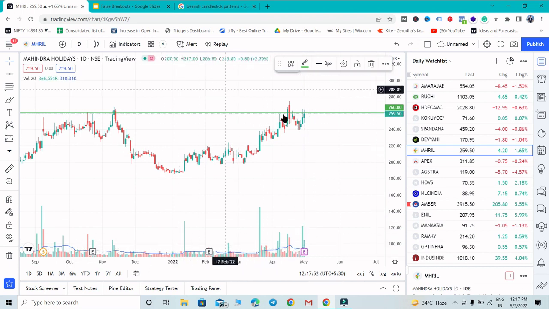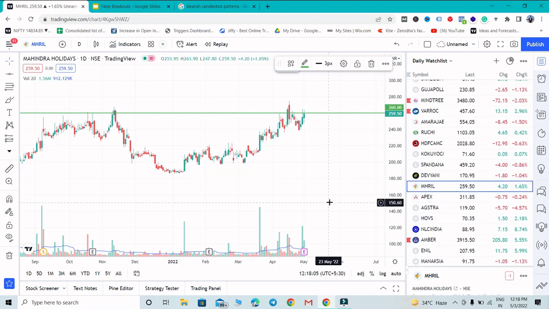So now, according to the result, it may move anywhere. But if the result was not there, then there are high chances that the stock would break out very well. So I'll show you one more example.